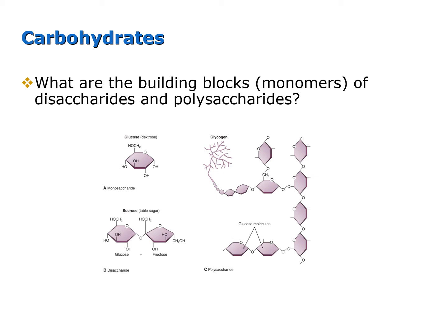Let's review it really quick. You can see the monosaccharides is one molecule, while the disaccharides, two molecules, are, as an example, sucrose or table sugar, and the polysaccharides are glycogen or the starch in plants.